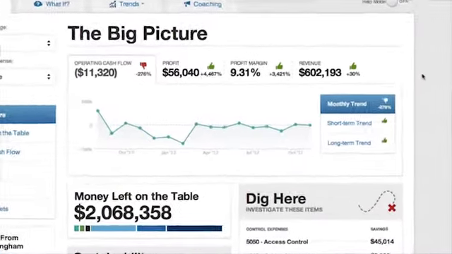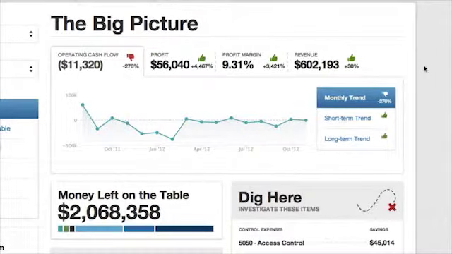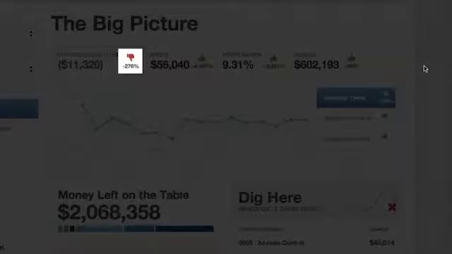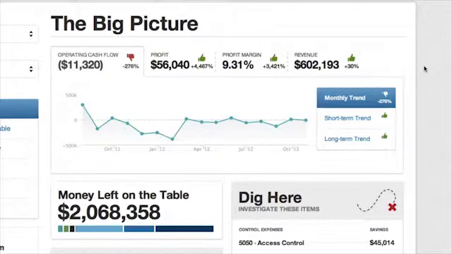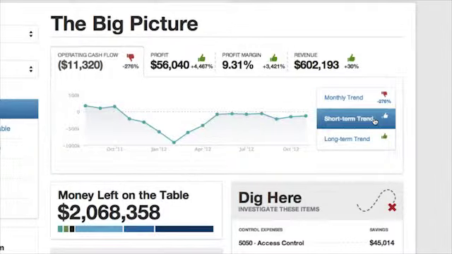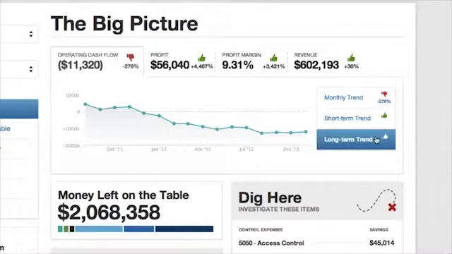Big picture gives you an overview of your key performance indicators. We display your current results with a thumbs up or a thumbs down, as well as a percentage change from the prior comparison time period. We graph your historical performance and allow you to see this performance 3 different ways. Monthly, a short-term trailing 3 months moving trend, or a long-term trailing 12 months moving trend.